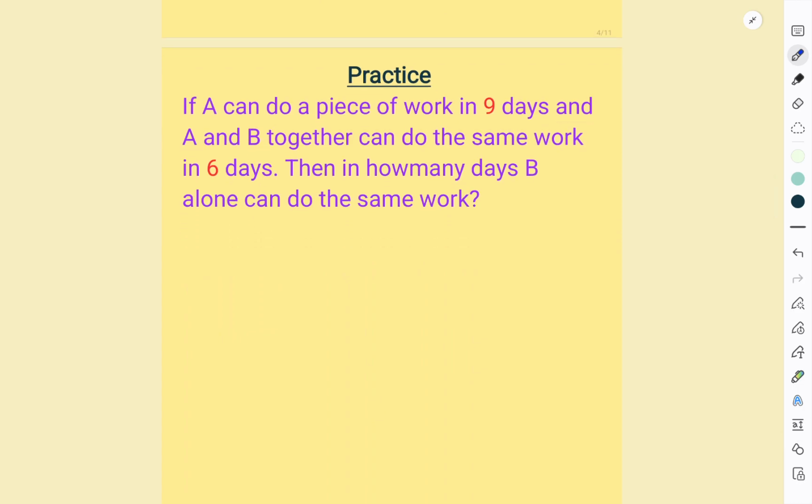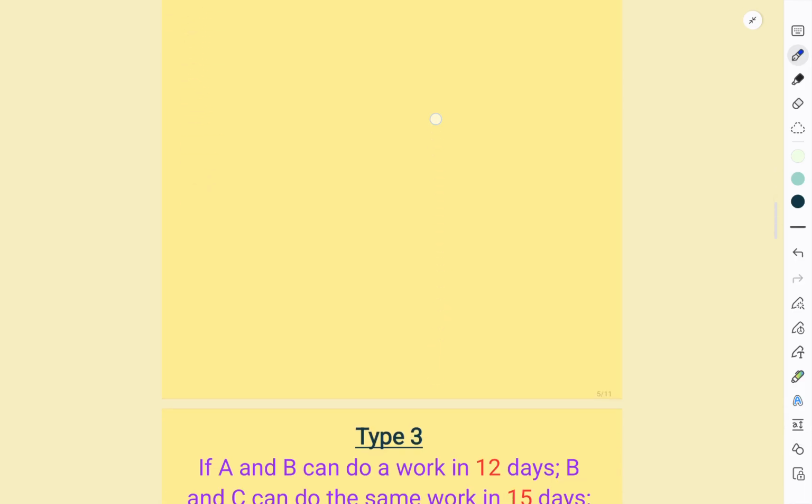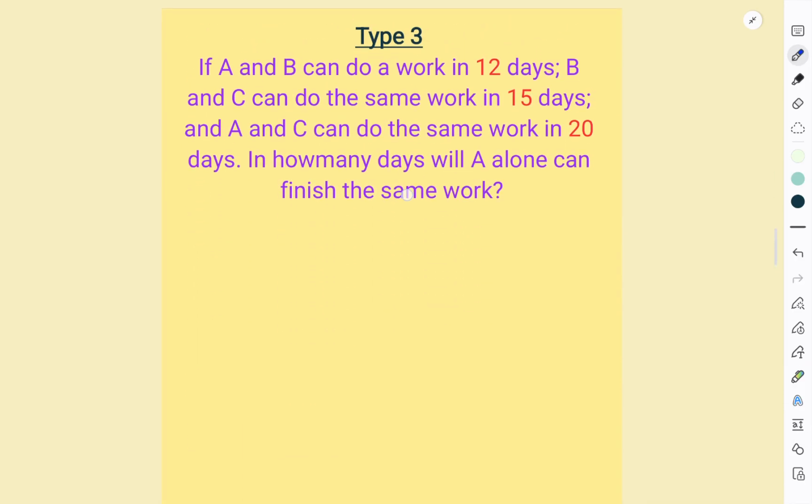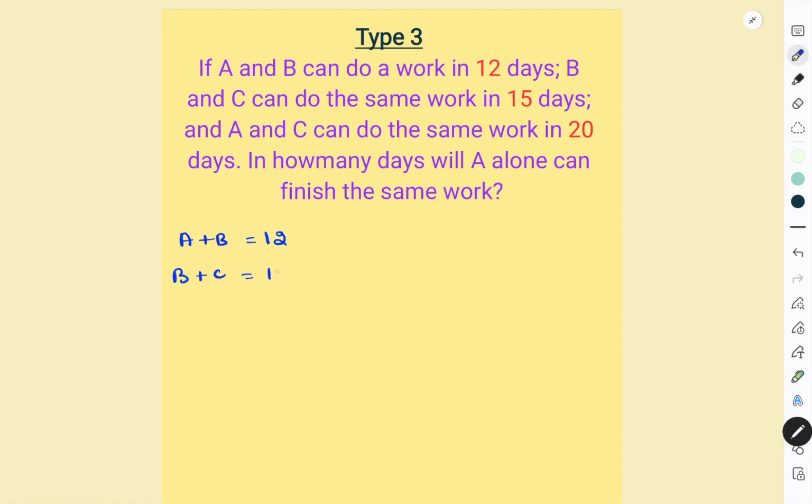If A can do a piece of work in 9 days and A and B together do the same work in 6 days, then in how many days can B alone do the same work? Use the above method, find the answer and comment the answer. Next method. If A and B can do a piece of work in 12 days, then B and C can do the same work in 15 days.